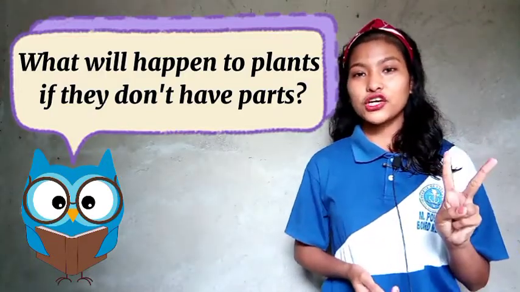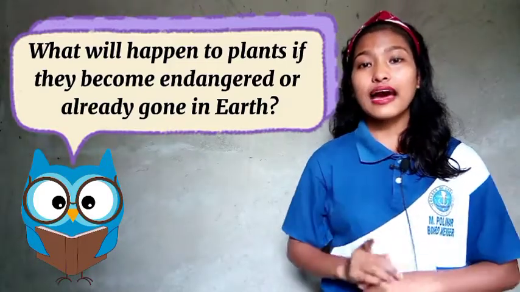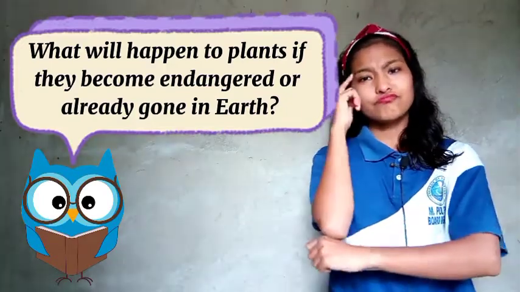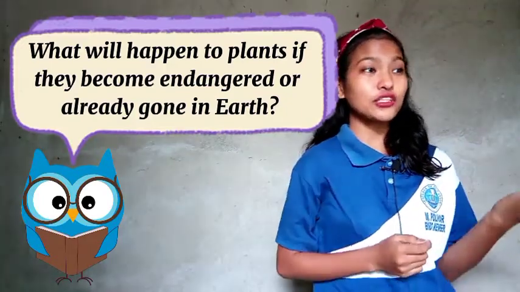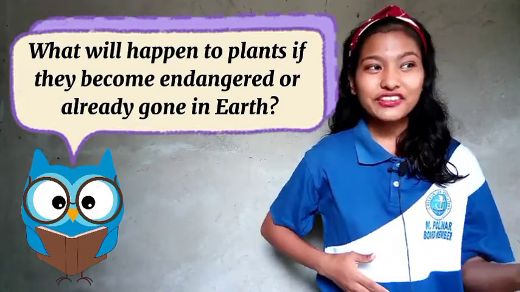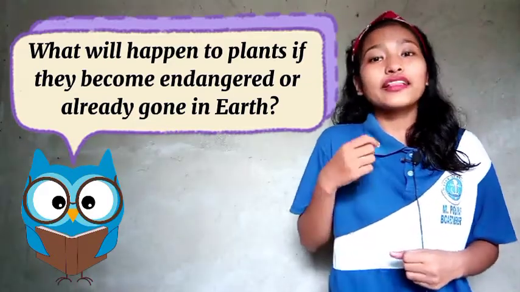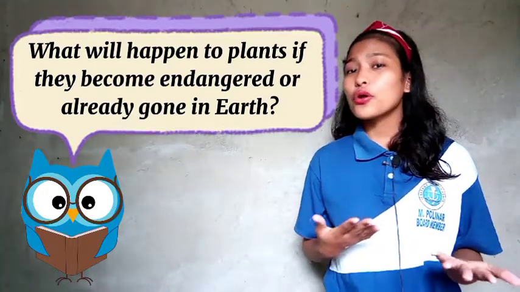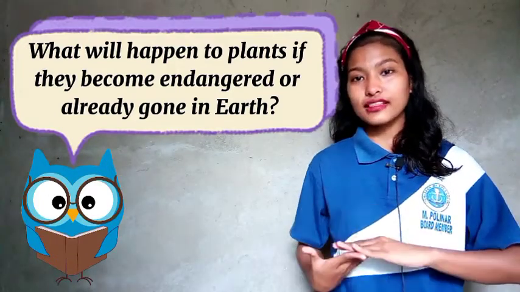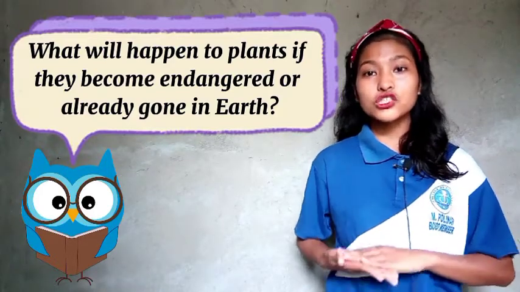The second question is this. What will happen if the plants become endangered or already gone on earth? For grade 2, what is your answer? Very good, thank you. If plants become endangered or already gone on earth, then we will not have food to eat. People will starve to death. There will be no food to eat.